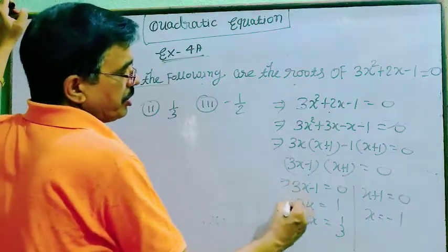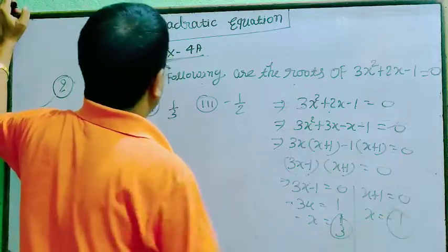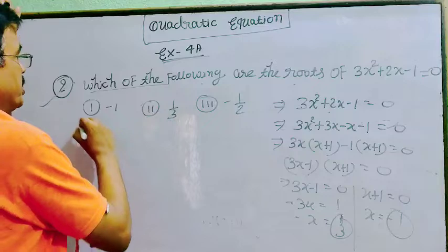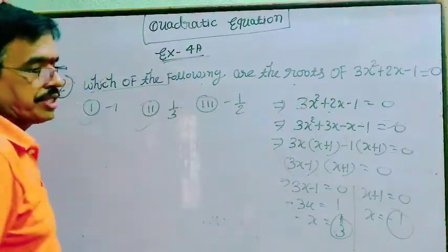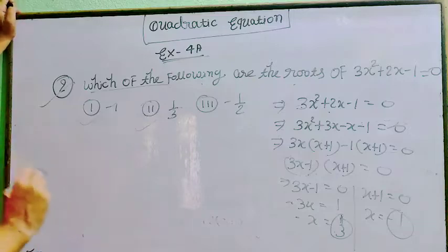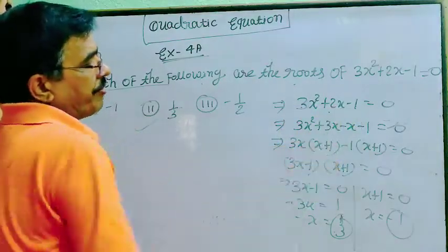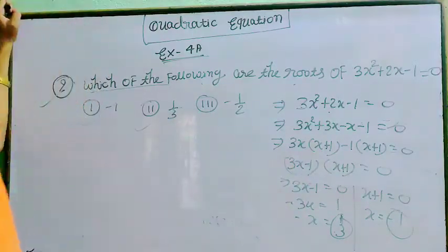So there are two zeros of this equation. One is 1 by 3 and the other is minus 1. So among the options, minus 1 is also a root of the equation and 1 by 3 is also a root of the equation. So to find the value of x, after solving by the middle split method, you can find the value of x, and you get the zeros of the equation.